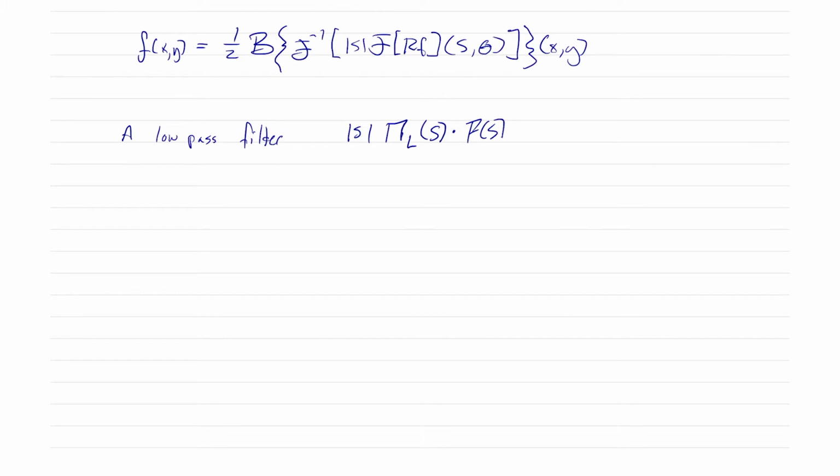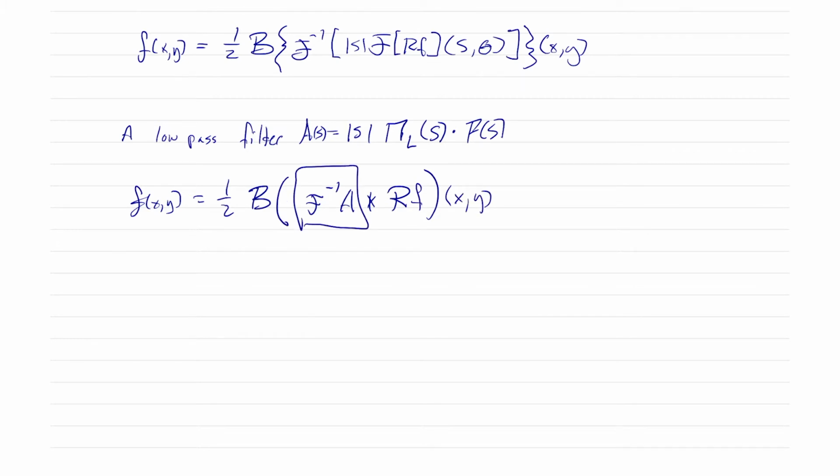But if we call this A of s, then what we replace the absolute value of s with is A, and what ultimately that gives us is the back projection acting on the convolution of the inverse of A convolved with the Radon transform of f, right? And so this simplifies a lot of things. Of course, you're still left with trying to figure out what this is, but we can get back to that later.